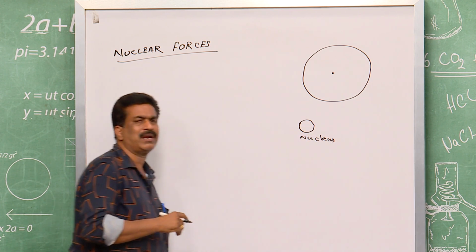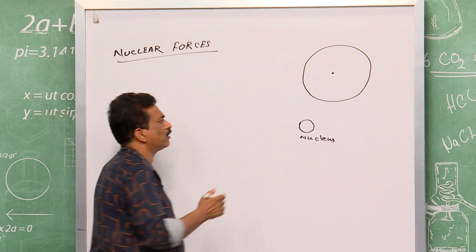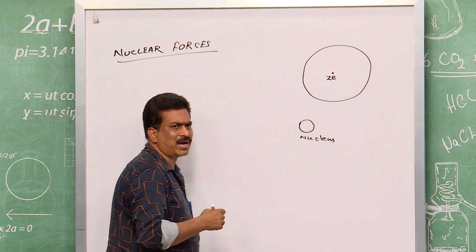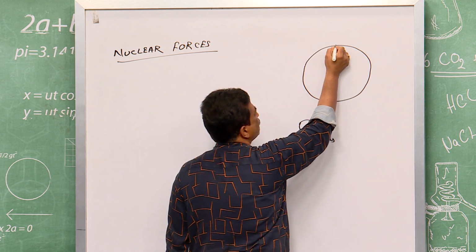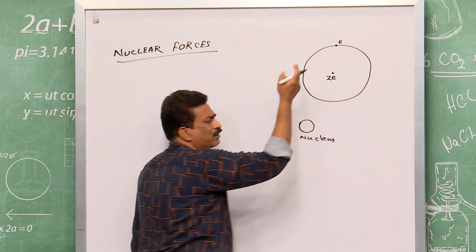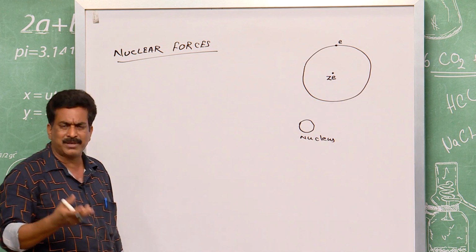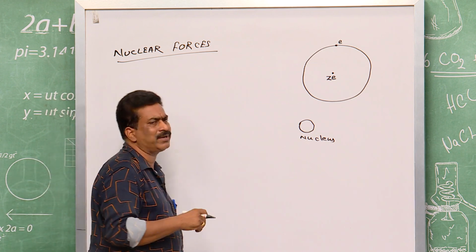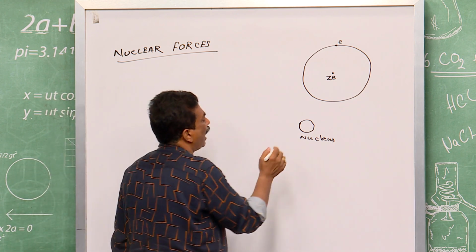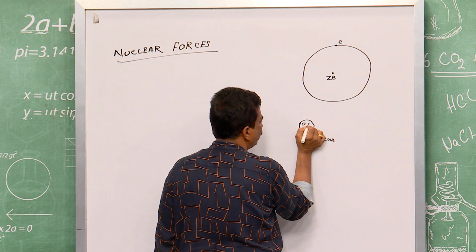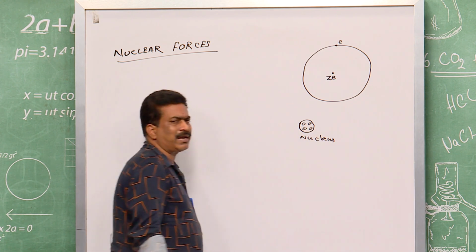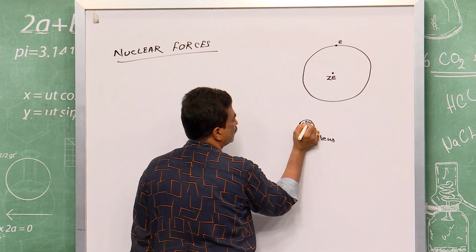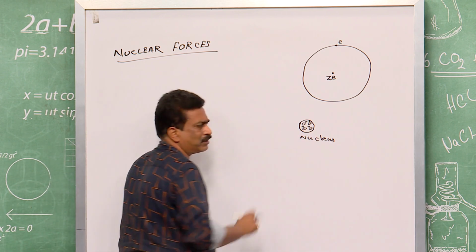Inside the nucleus, what remains? The protons and the neutrons. If this is the nucleus with charge Ze, and this is the electron, it may be in the 1st orbit, 2nd orbit or 3rd orbit according to its electronic configuration; those orbits are known as K, L, M, N. And the nucleus has protons and neutrons. Let it have 2 protons and 2 neutrons.